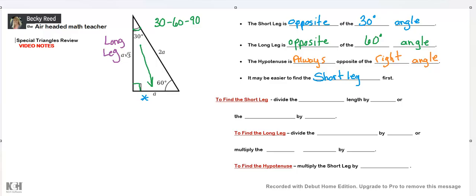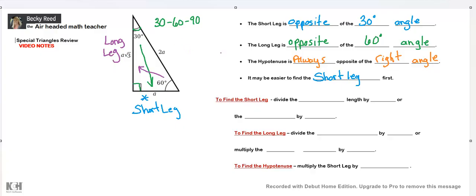And let's go ahead and write our short leg. It's right here. It's important to identify these. Now the long leg is opposite of the 60-degree angle. So this is our long leg over there. So you find your 60-degree angle and it's opposite of that. That's going to be your longer leg.